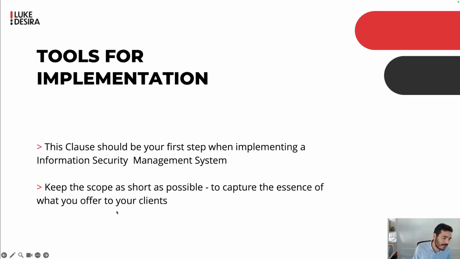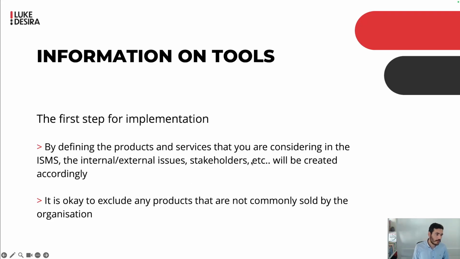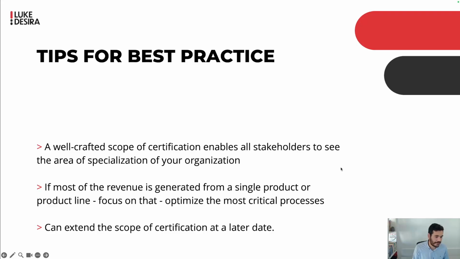And as I've mentioned, it is very important to keep the scope as short as possible. Sometimes I see scopes of certification that are 20, 30, 40, and even 50 words long. I think that is too much, and it implies lack of clarity on what the company actually does. Okay? So the first thing that you're going to do to define your scope of certification is to understand what you are offering, what your products and services are that you're going to include within the ISO certification, and you're going to define what you're not going to include within the scope of certification. Okay? So if, for example, most of the revenue is generated from a single product or product line, focus on that. I'd start by first optimizing the most critical processes rather than diluting your energy on elements that aren't as important to your certification.